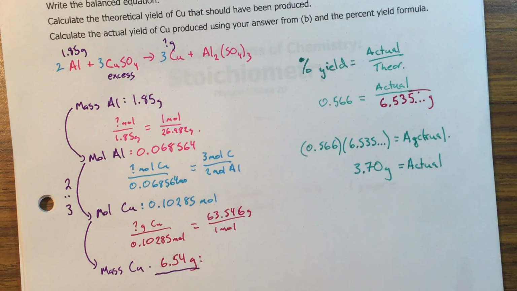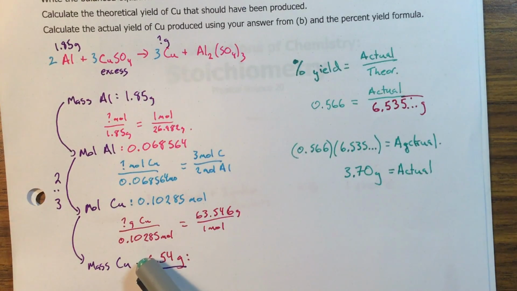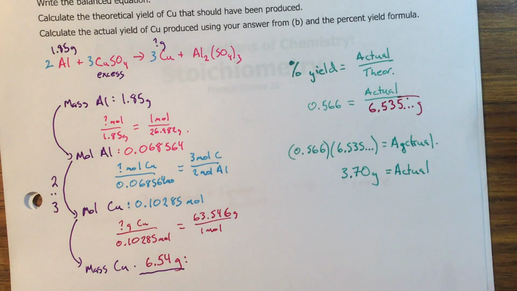All right, there you have it. That's how you do percent yield. So your stoichiometry gives you your theoretical yield. Your actual is determined by doing an experiment, and there's your results. All right. I hope you understand what percent yield is, and I hope that you can do it on your own. Thank you for watching.